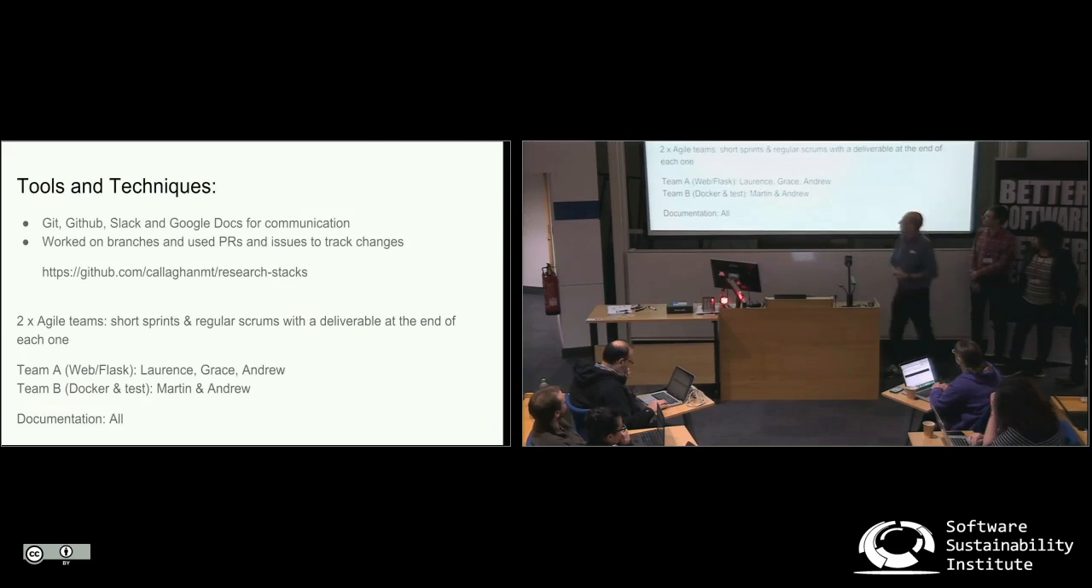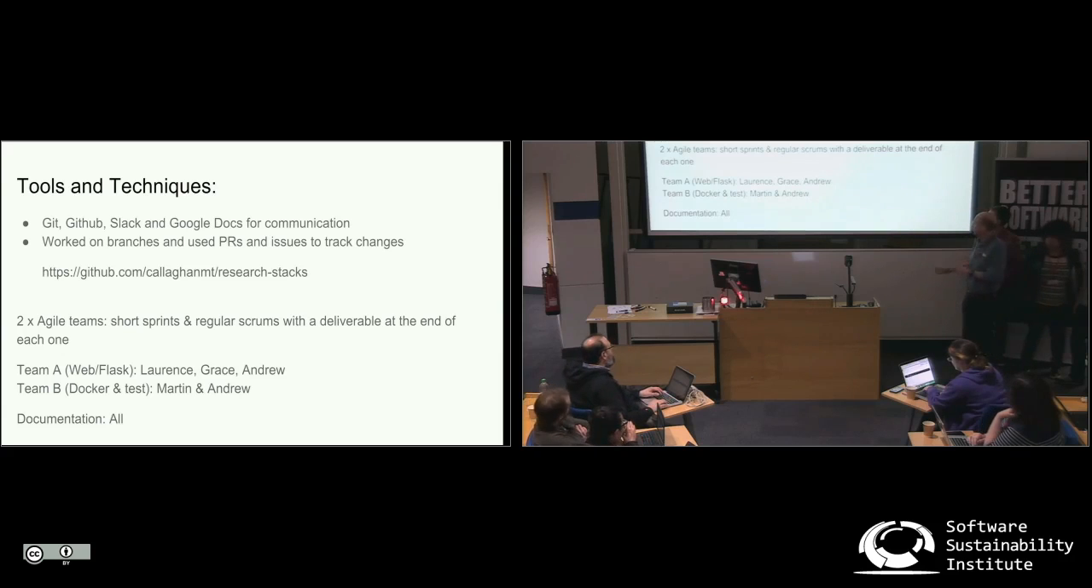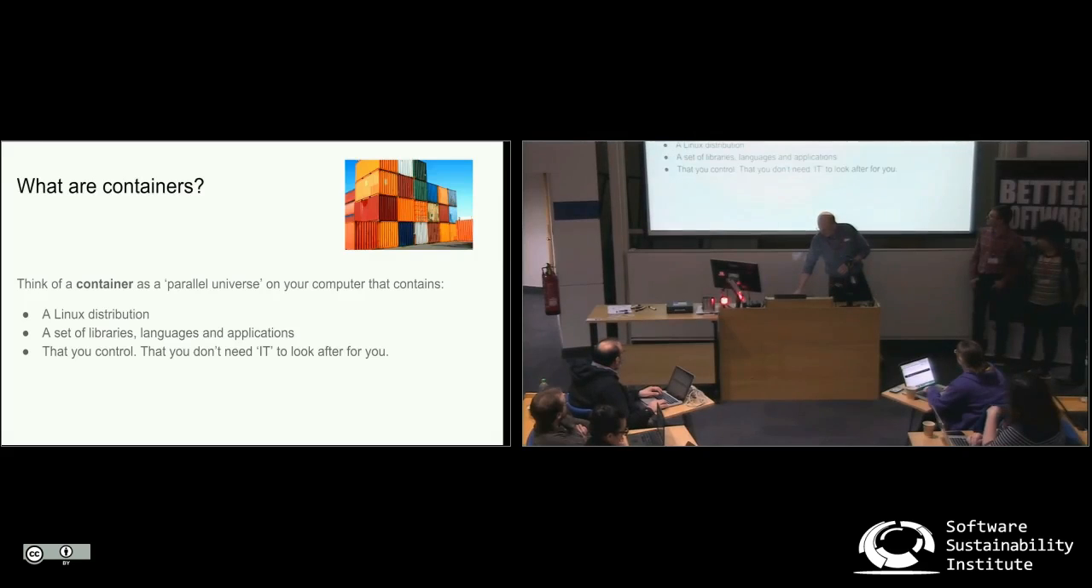Tools and techniques, all the usual stuff: GitHub, Slack, Google Docs, branches, PRs, agile software development. So two teams, one team working on the Webby Flask end, another team working on the Docker testy end. Everybody contributed to documentation, short sprints, regular scrums, a deliverable at the end of each one. So we actually did get something that worked.